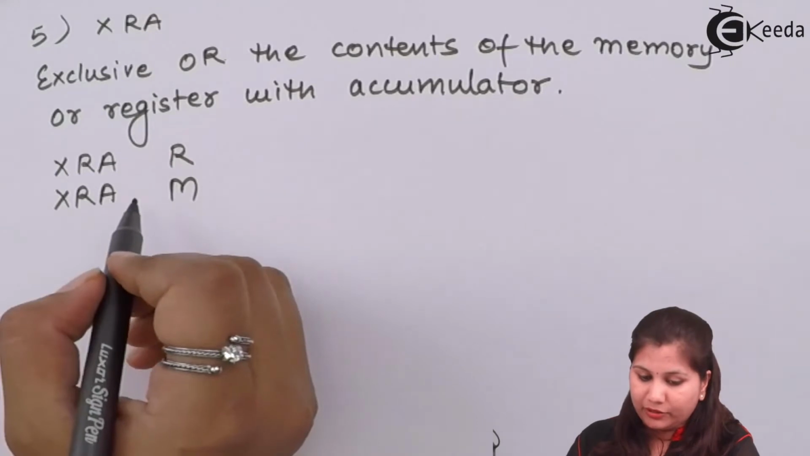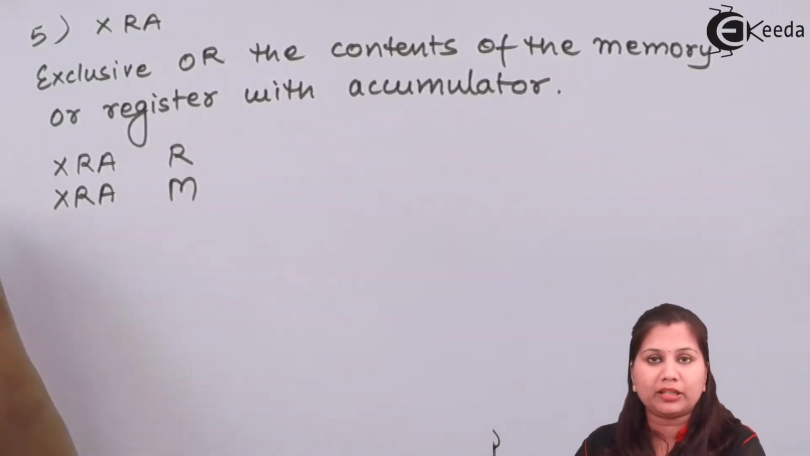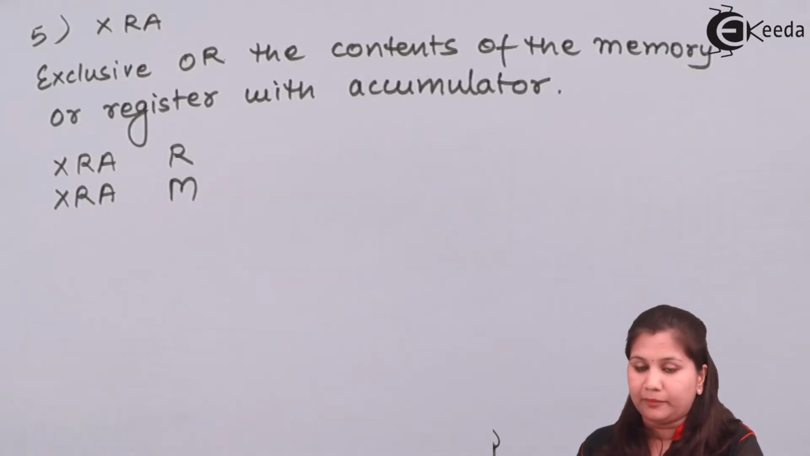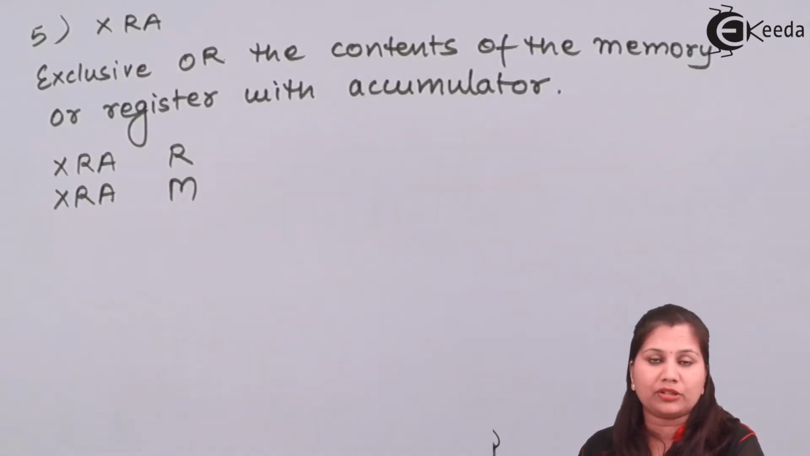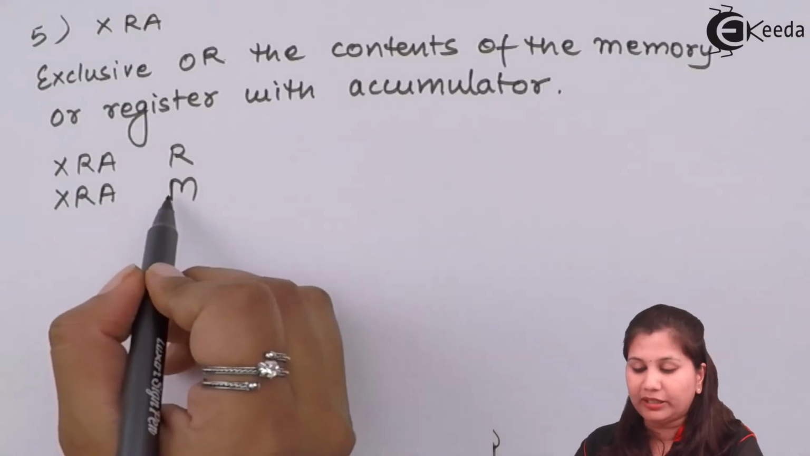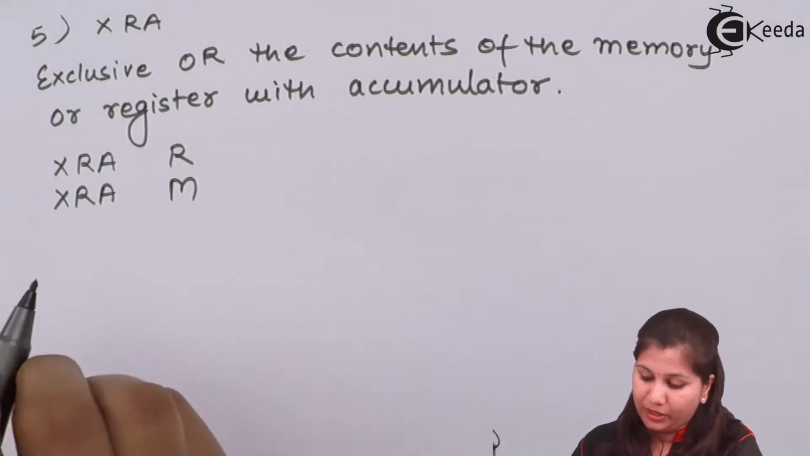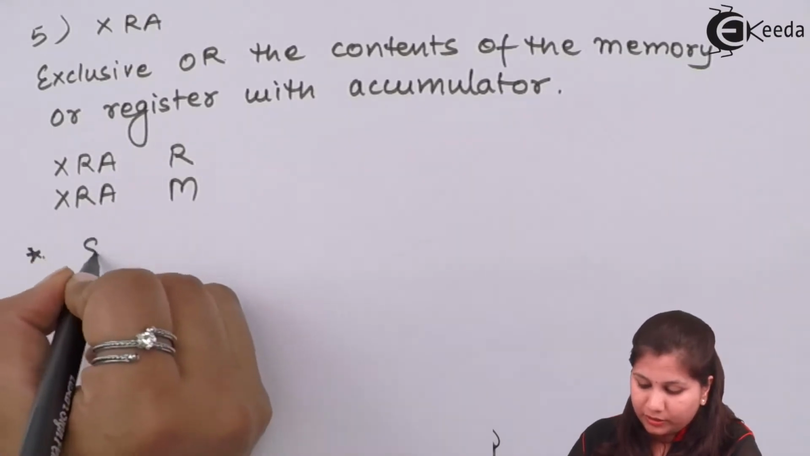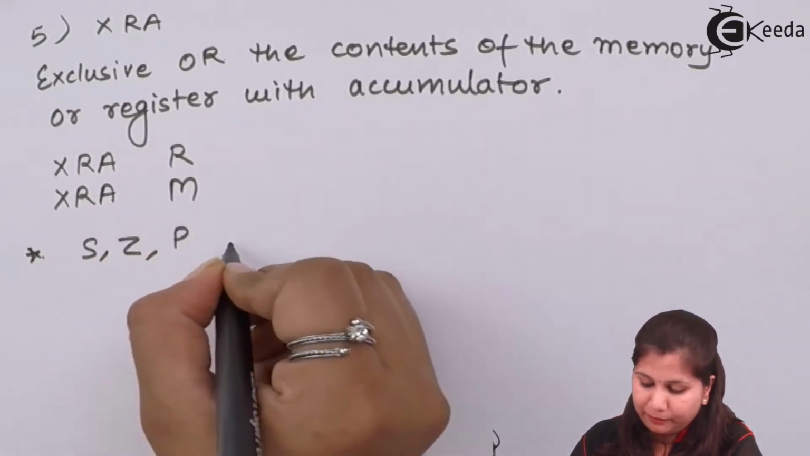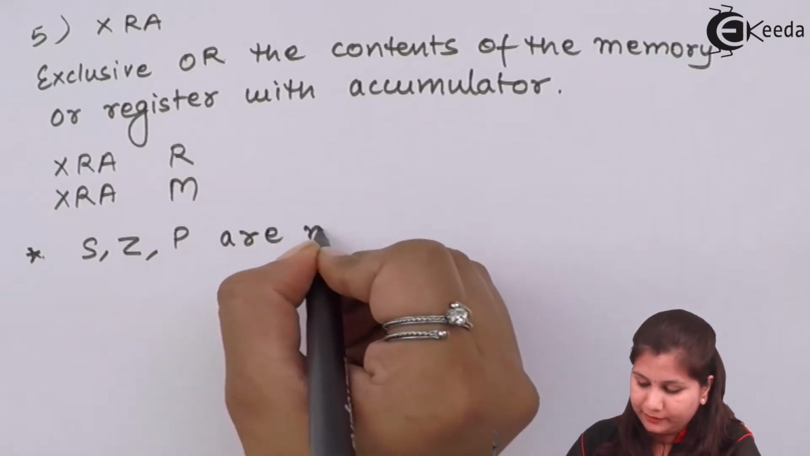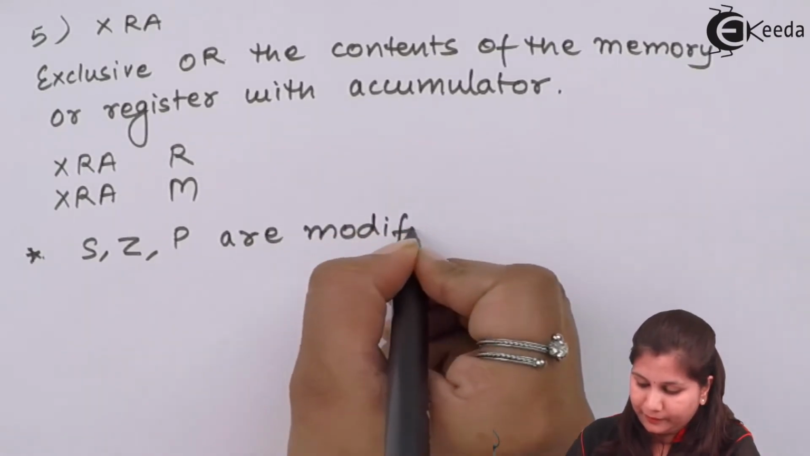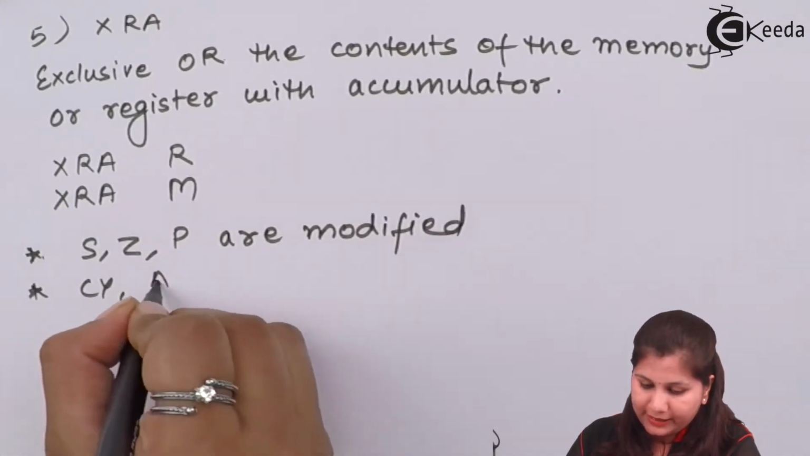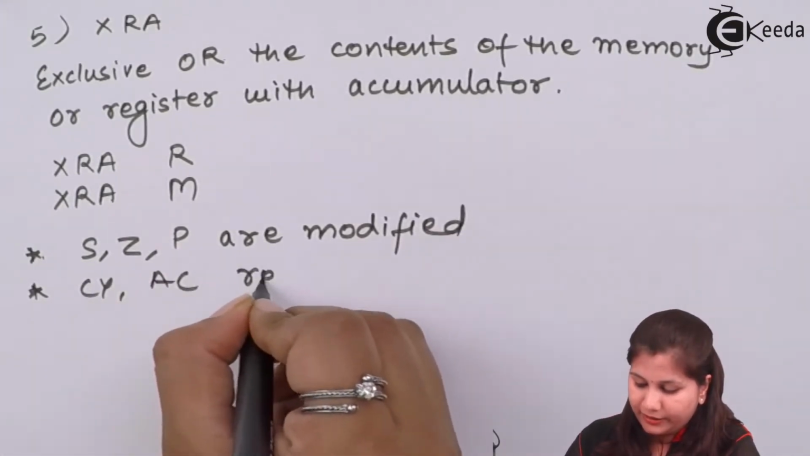Okay, and the address of that memory location we can get from the HL register pair, means the address to which the HL register pair is pointing, that will be the address of the memory location. Now due to this instruction, the flags S, Z, P are modified, and the carry and the auxiliary carry flag are reset.